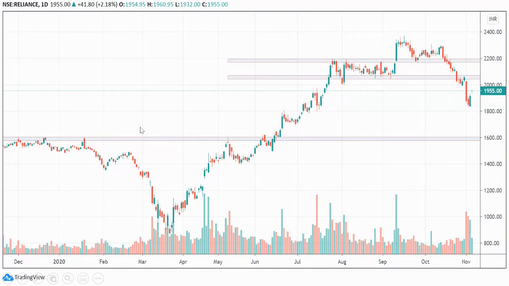The first one is obviously this. This is a very obvious zone. You can see how many times price got rejected here and finally it broke out. So how to mark this area? We will see that in detail when we discuss how to plot this on TradingView. But here try to understand.